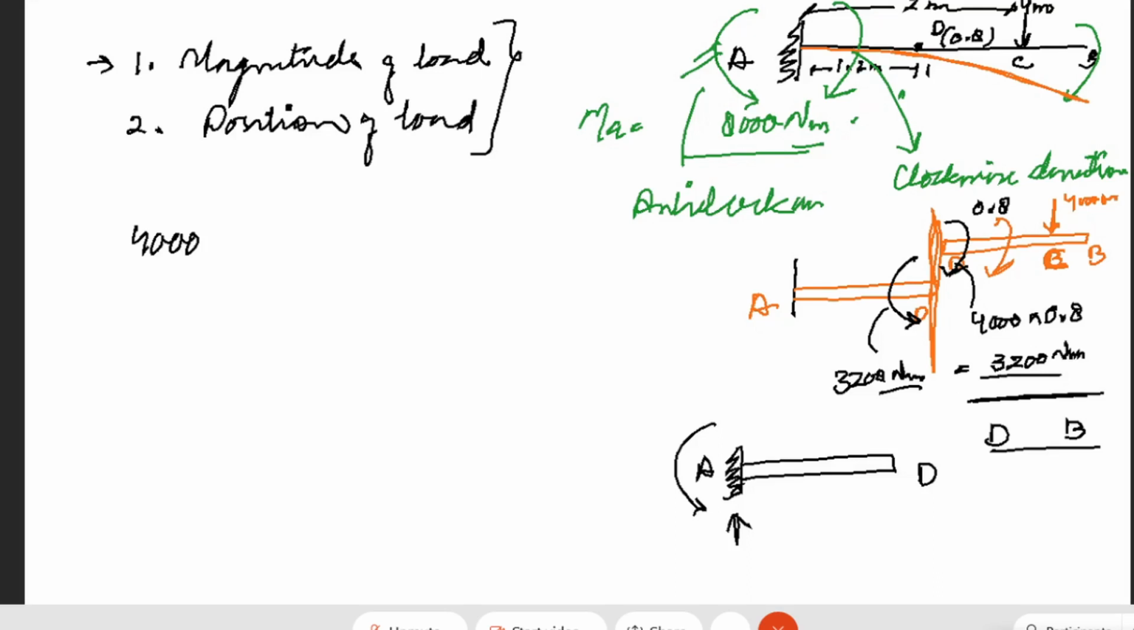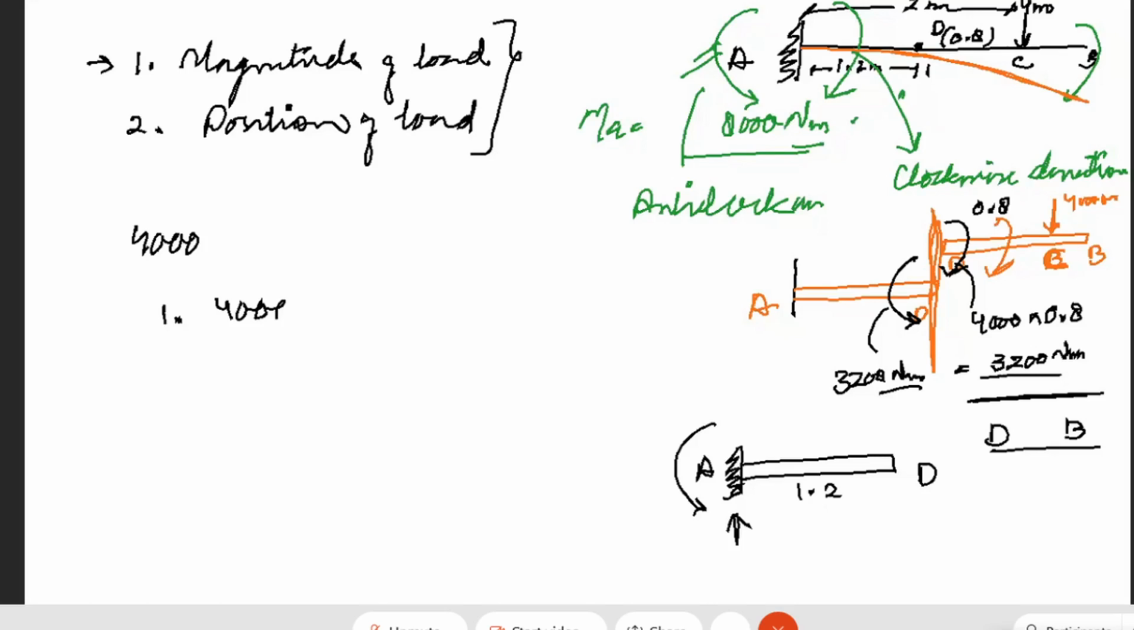And we have a span of 1.2. Now we have the following moments at point D, which is how much? Firstly, we will be having a moment of 4000 multiplied by 1.2, that will be 4800 Newton meter. I'm talking about the vertical reaction. How much is that? It is 4000. And how much is the moment at A? It is already calculated, 8000.